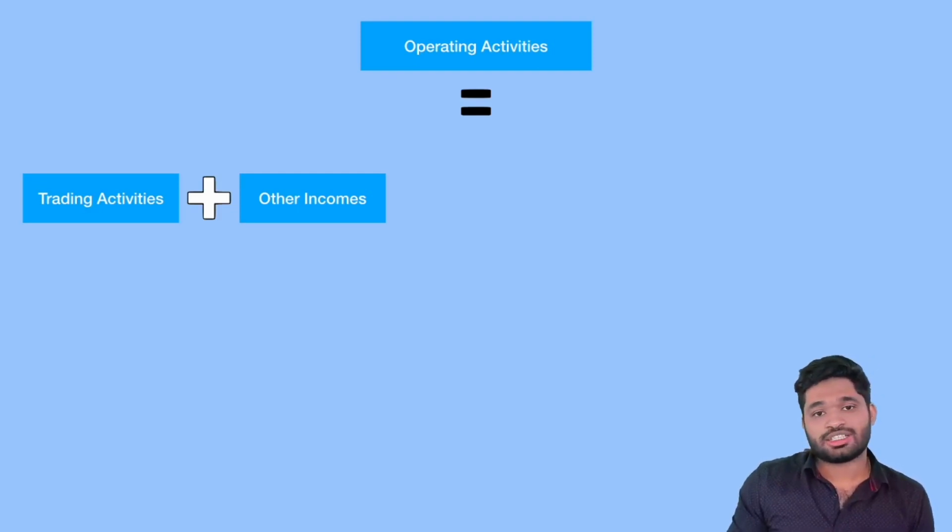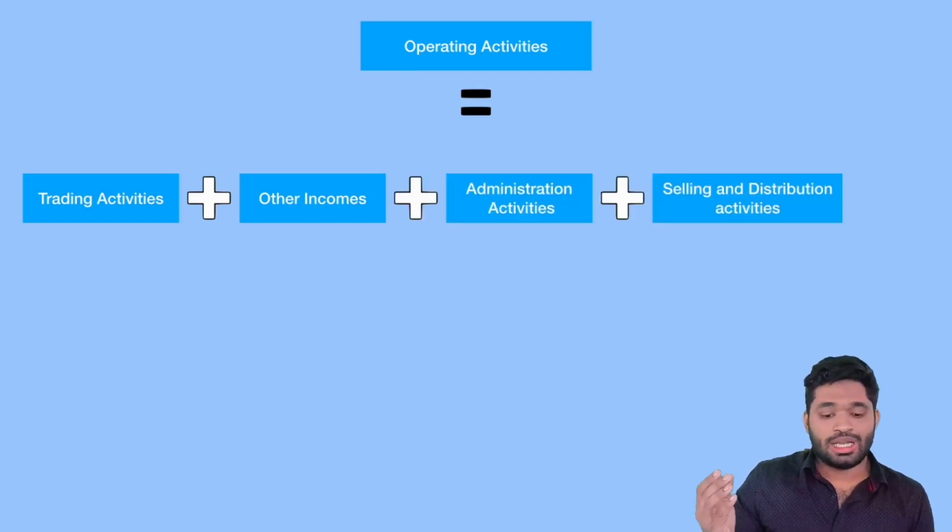Like for an example, let's say you have a building with 5 stories and you are using only 3 stories. So you are left with 2 stories. So these 2 stories you can rent out and you can create a rent income. So this rent income is an income created outside your main business activities. So you will have to add this to your profit from your trading activities. Then you will have your administration activities and selling and distribution activities. All these activities together, you will have your operating activities.